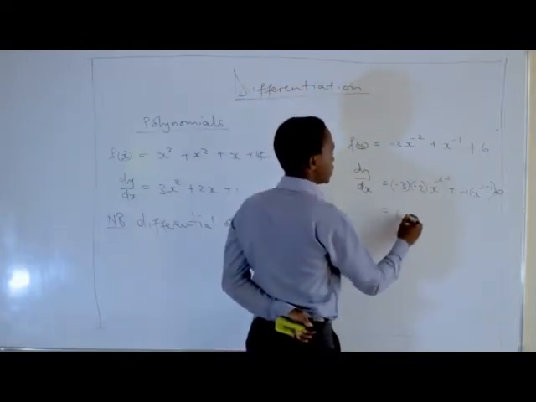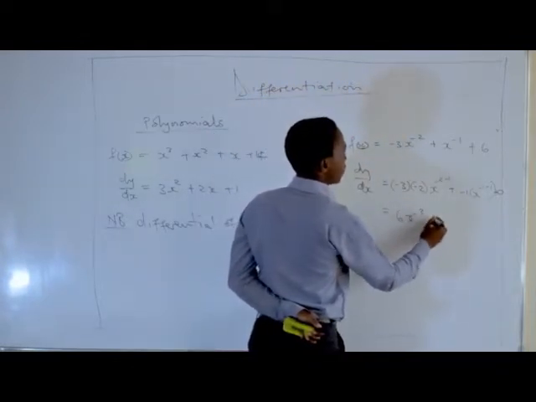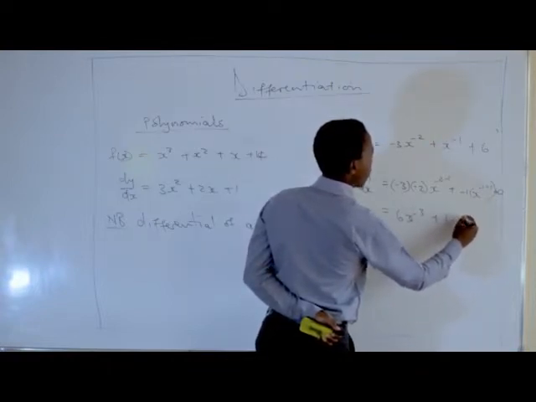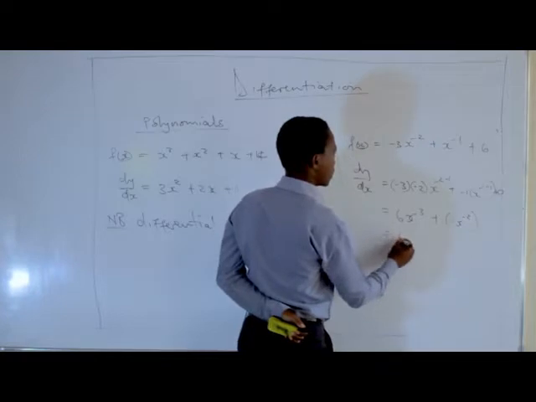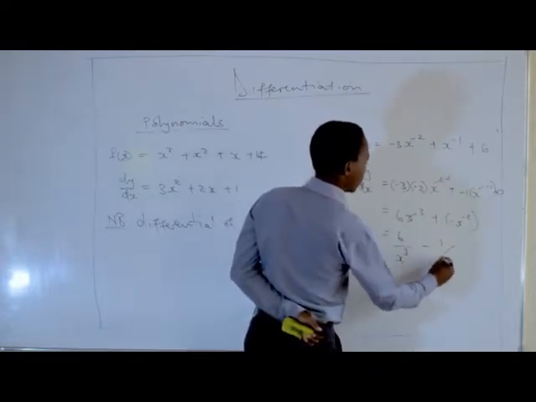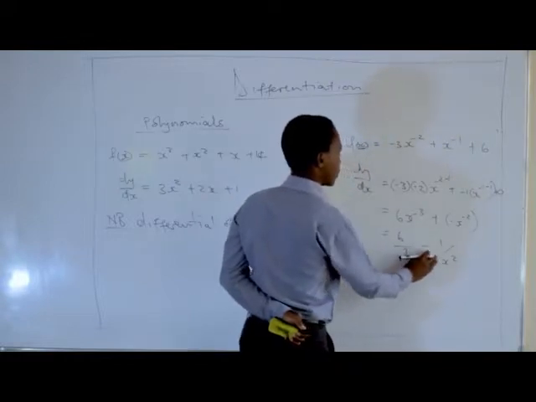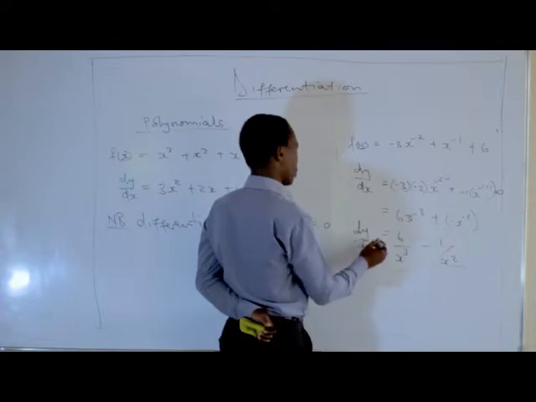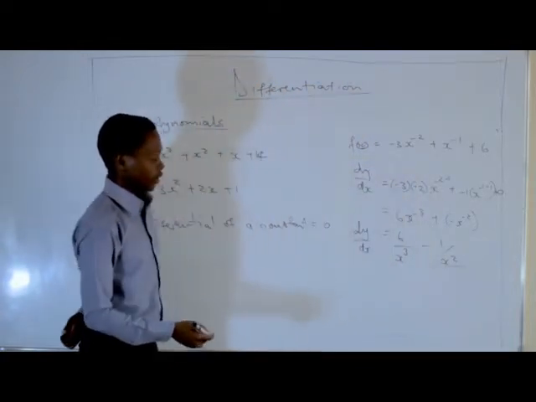So what is the result? We are saying this is 6x to the power minus 3 plus negative x to the power minus 2. So this will give us 6 over x to the power 3 minus 1 over x to the power 2. So this is our result. We have found the gradient function for this polynomial. Dy over dx is equal to this one.